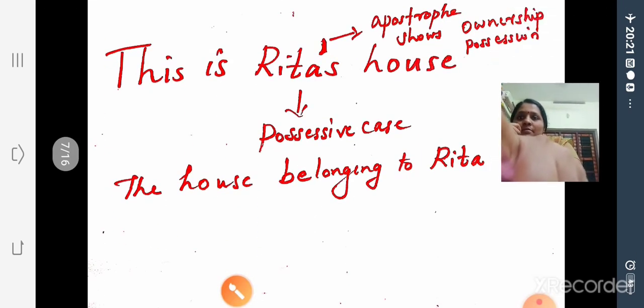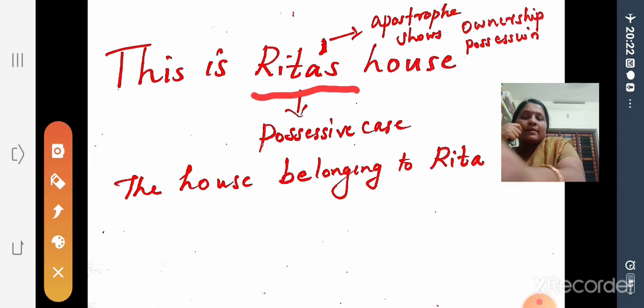Then I'll show you another example. This is Rita's house. Look at this sentence. This noun Rita has an apostrophe here. That means it shows possession. It is in the possessive case. Rita's apostrophe shows ownership or possession. So a noun having an apostrophe s shows that it is in the possessive case. Apostrophe ഉള്ള noun കണ്ടാലേ നമുക്ക് മനസ്സിലാക്കാം that it is in possessive case, because apostrophe shows ownership or possession, belonging. Okay, that means the house belongs to Rita.